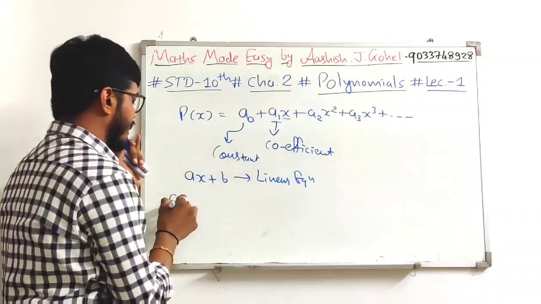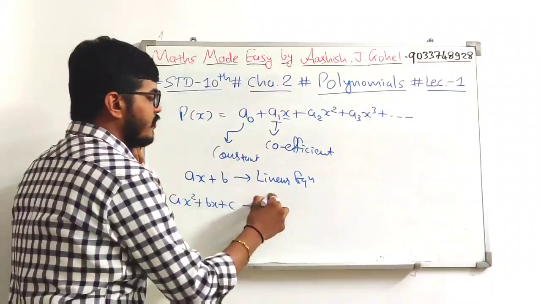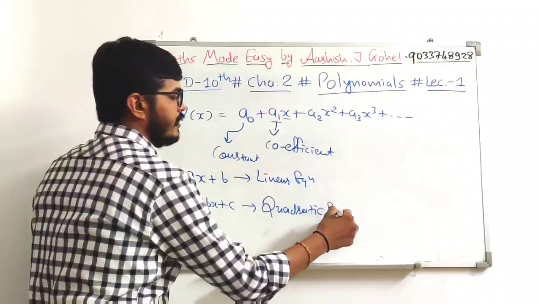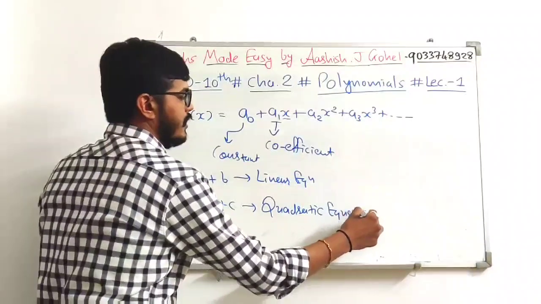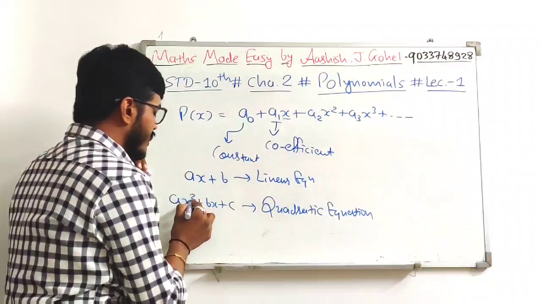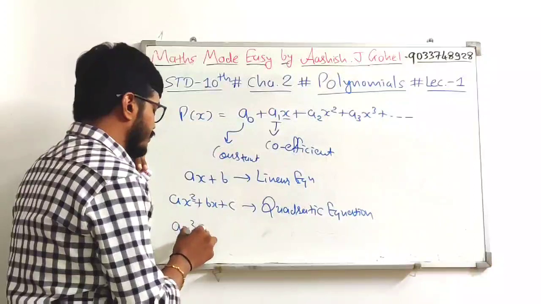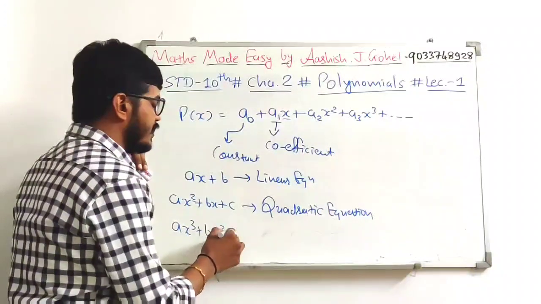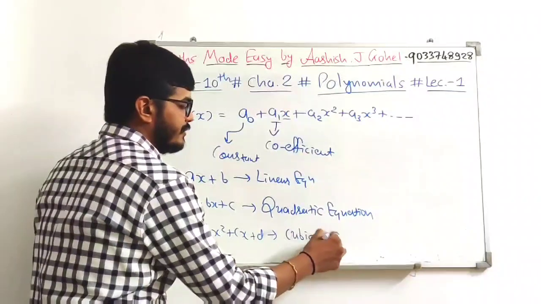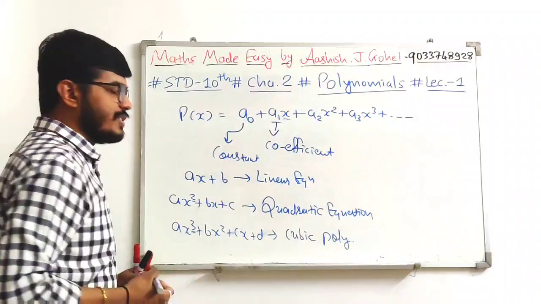Now if I move ahead, ax square plus bx plus c will be a quadratic equation, because the maximum power is 2. If I write one more, ax cube plus bx square plus cx plus d, then this is a cubic polynomial, because the maximum power is 3.